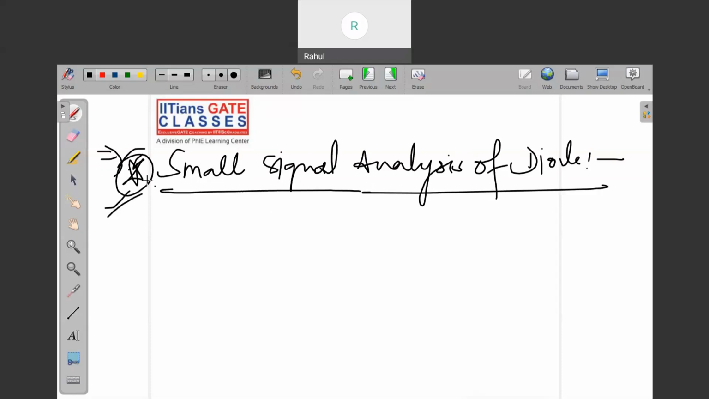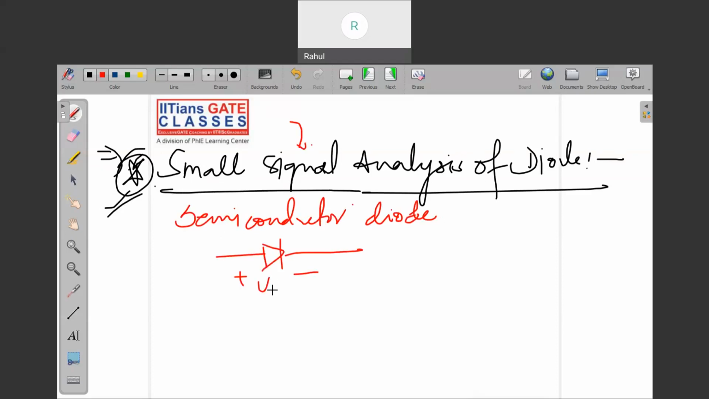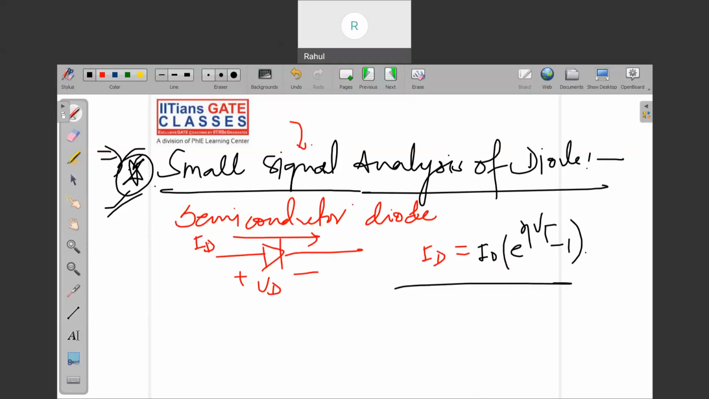From this topic also, you can expect a few questions, so I want to discuss this. As far as we know, the semiconductor diode, if we apply some diode voltage, allows some current ID. And the ID is basically given by I naught e raised to the power V_D over eta V_T, minus 1. So this is what the diode equation is.